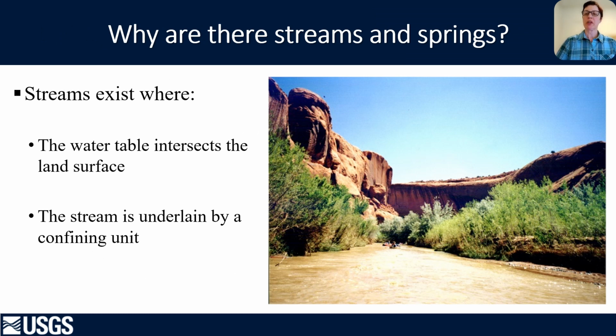How do streams and springs form in the watershed? Streams are formed within the Escalante watershed in two ways. Either in areas where one, the water table intersects the land surface, or two, the stream is at the surface because it is underlain by a confining unit.